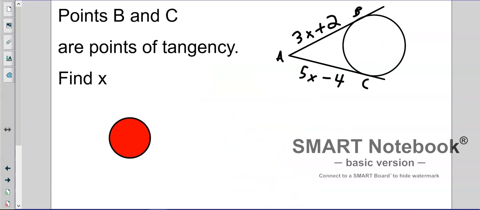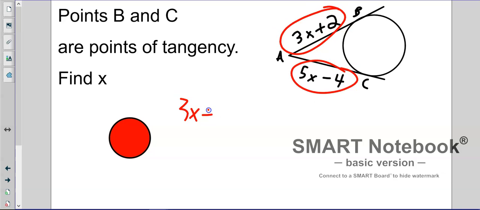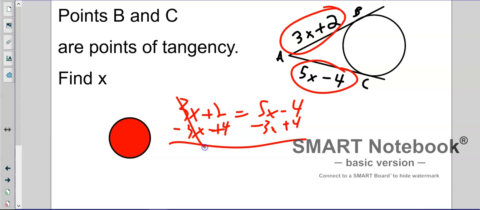Points of tangency. Very simple here. All we do is set this equal to this. 3x plus 2 is equal to 5x minus 4. I like to keep my x's positive, so I'm going to subtract 3x from both sides. Therefore, I'm going to move the number over. So those cancel. That leaves me 2x equals 6.